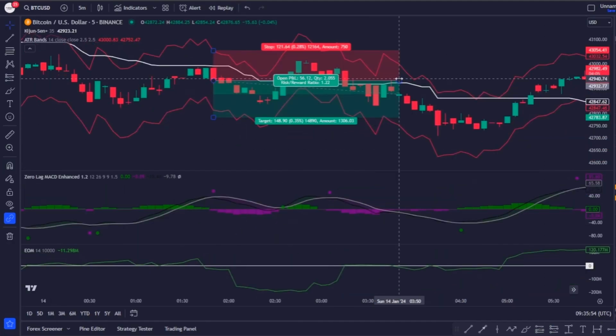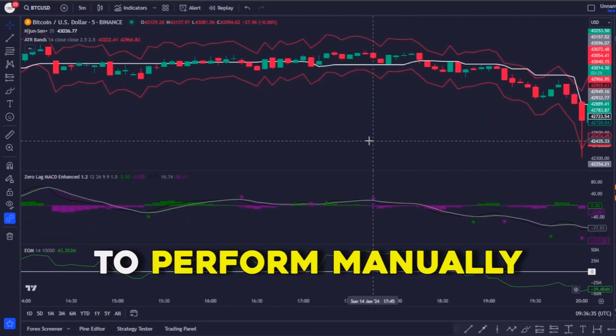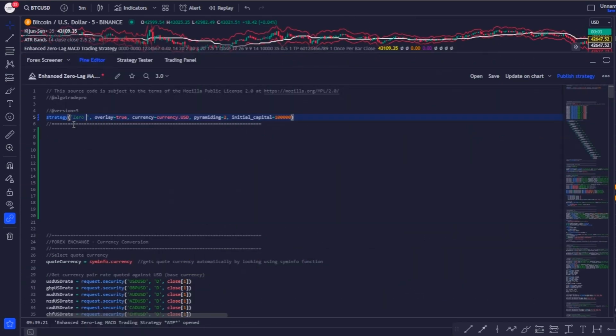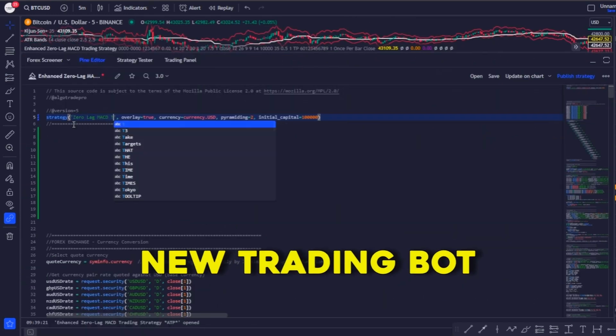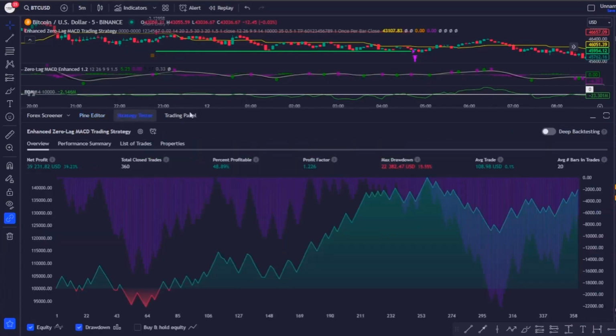And although this backtest seems to be a big one that probably would take you some months to perform manually, I will do it in the faster and most efficient way possible by coding this strategy in a new trading bot with these exact trading rules. I will do it and I will be right back. A few moments later. The code is ready and my trading bot is all set.